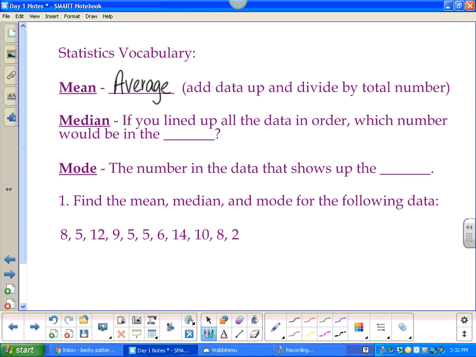The median: if you line up all the data in order, which number would be in the middle? The mode is the number in the data that shows up the most. So find the mean, the median, and the mode for the following data.